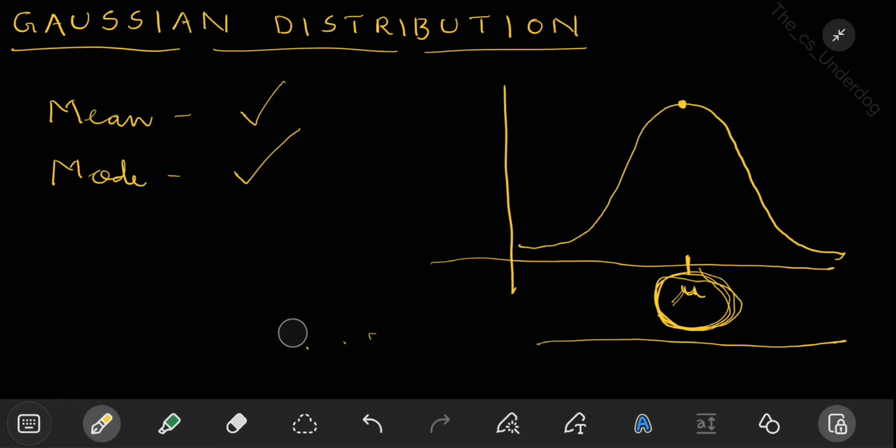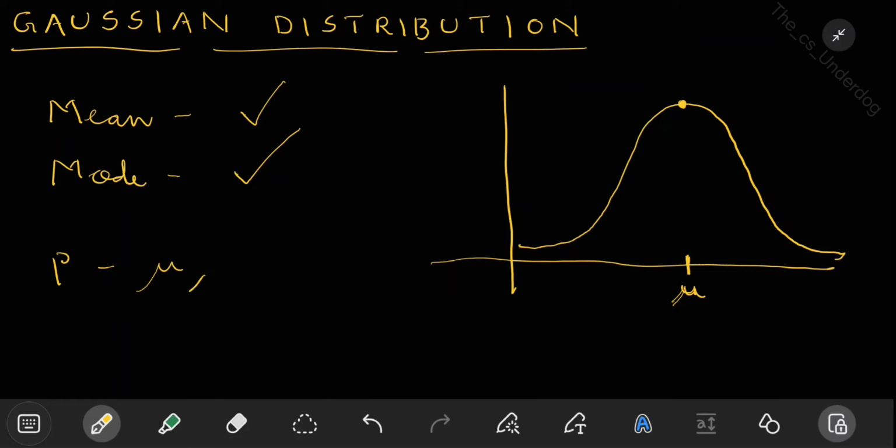Coming to the parameters, what parameters denote a distribution? First parameter is mean and second one is variance, which is denoted by sigma square. So if you know the mean and the variance of a Gaussian distribution, you will be able to identify any particular Gaussian distribution separately. So what is the significance of variance? Variance will tell you the spread or the dispersion of data around the mean.